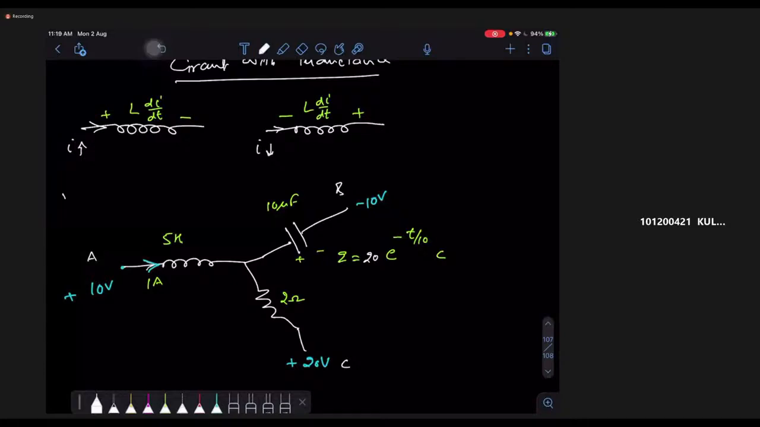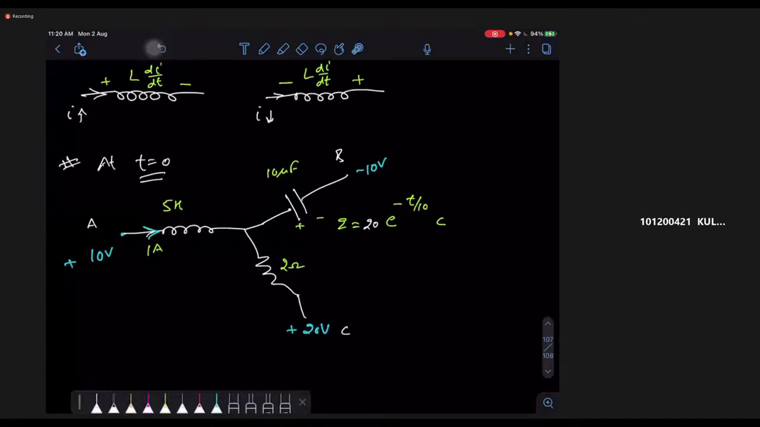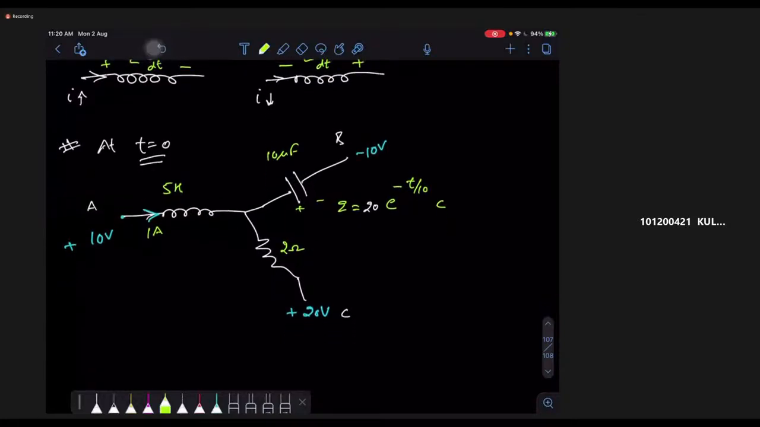So that is my picture, and this is the picture at time equal to 0. So at time equal to 0, that is my picture. Many questions could be asked here.